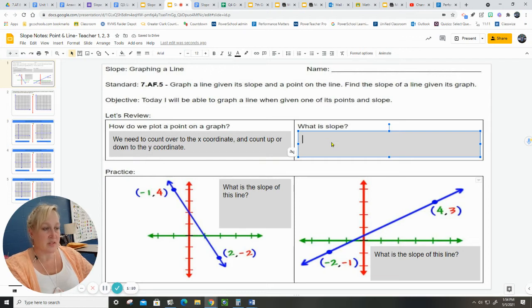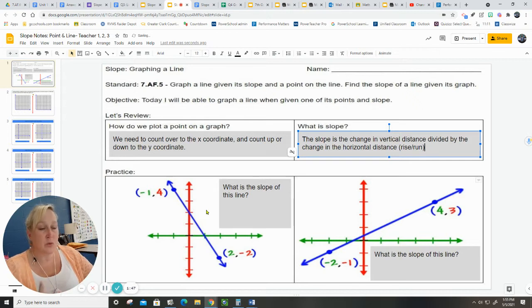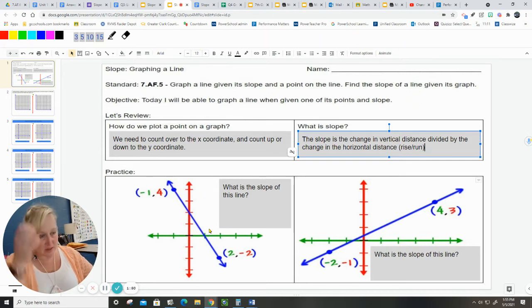What is the slope? The slope is the change in vertical distance divided by the change in horizontal distance, otherwise known as rise over run. Okay. So we're going to practice on this one, and we need to determine the slope of this line.